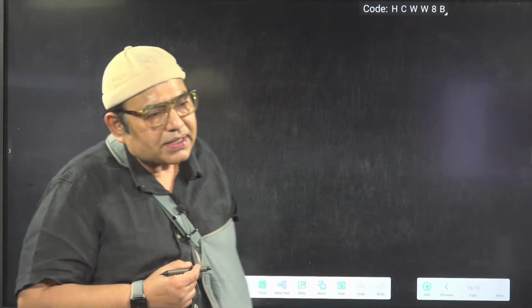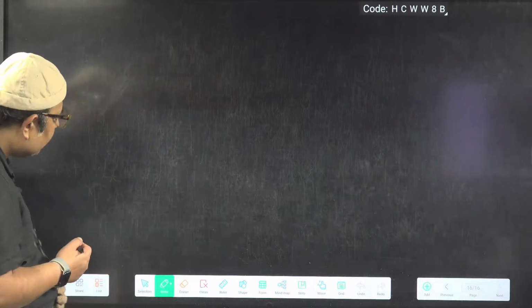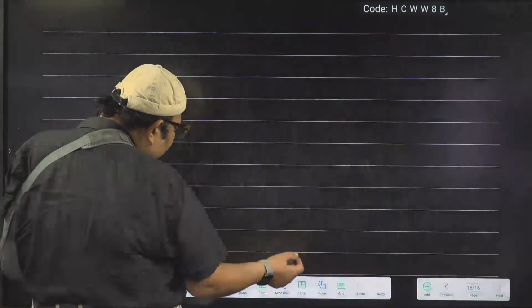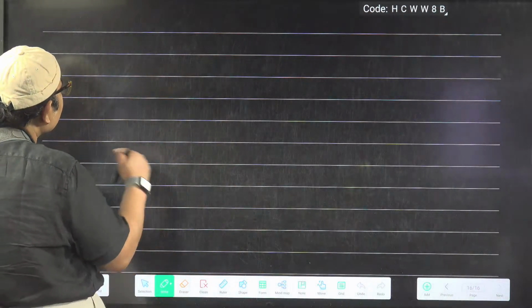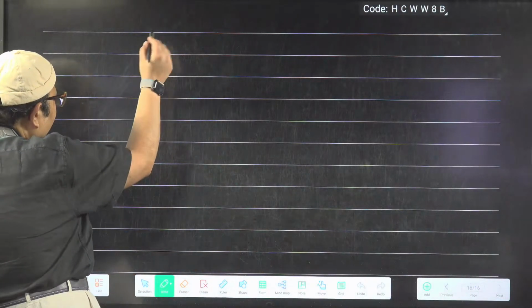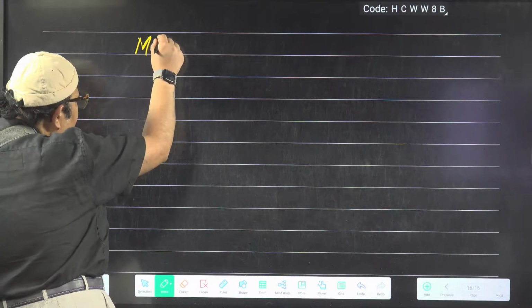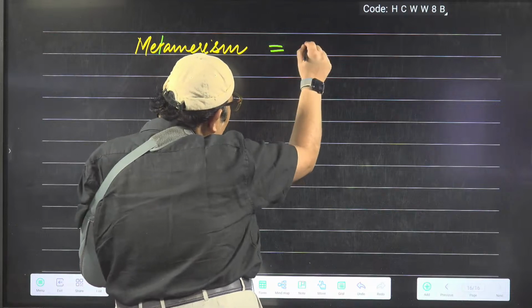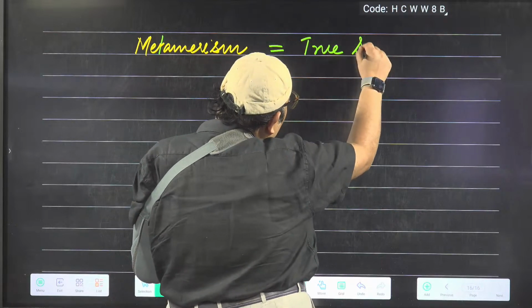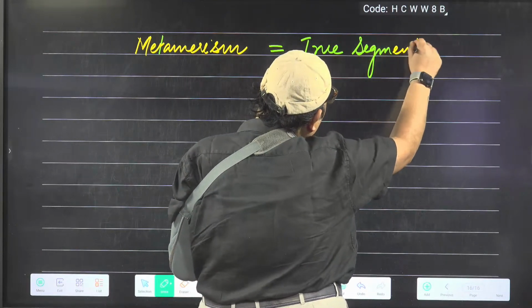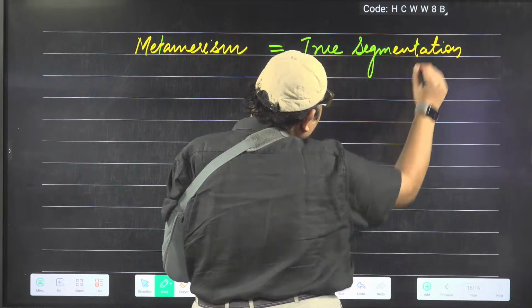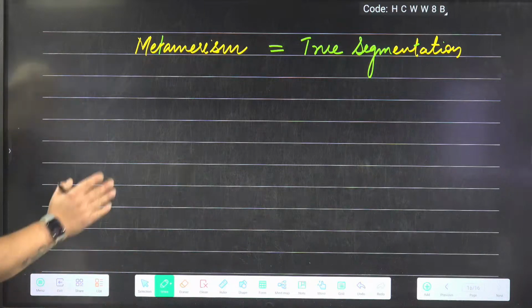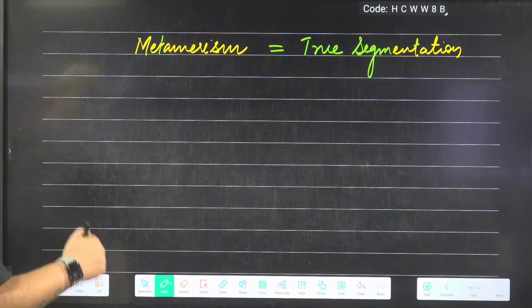Metamerism and true metamerism: there is nothing called true metamerism. Metamerism itself is true metamerism, true segmentation. So please note down and try to write these statements in your mind. Okay, so what I am writing here: metamerism means true segmentation. First point is this. So there is nothing called segmentation and metamerism as different things. Same thing: true segmentation or metamerism.